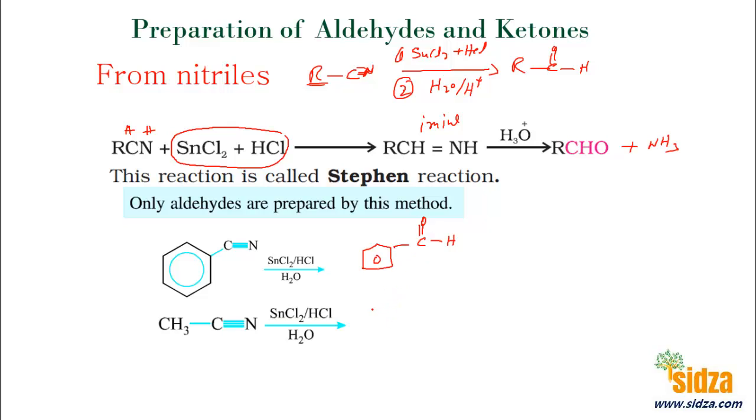In this case again, first we reduce with stannous chloride and HCl, and then we do the hydrolysis. Overall, you break the carbon nitrogen triple bond and put a carbon with a double bond to O and a hydrogen, and since there is a methyl group here, you attach the methyl there. This is the overall reaction. So you get an aldehyde from the nitriles by treating with stannous chloride and HCl, followed by hydrolysis.